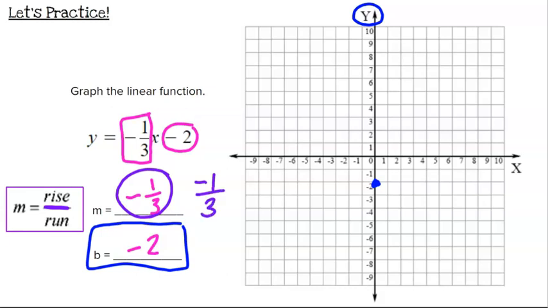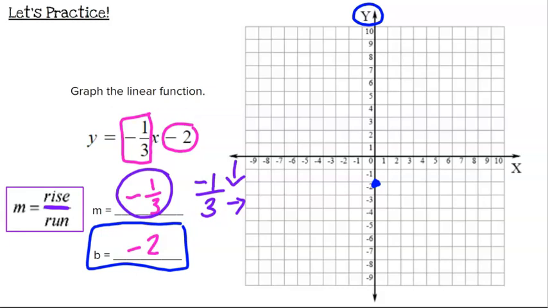Because my rise value is negative, it says -1, that means instead of going up, I'm going to go down 1. But that 3 value on the bottom is still positive. It's just a 3, so I am still going to go right. That's why I said that bottom number always tells you your right value, and it's that top number that either is up for positive or down for negative.